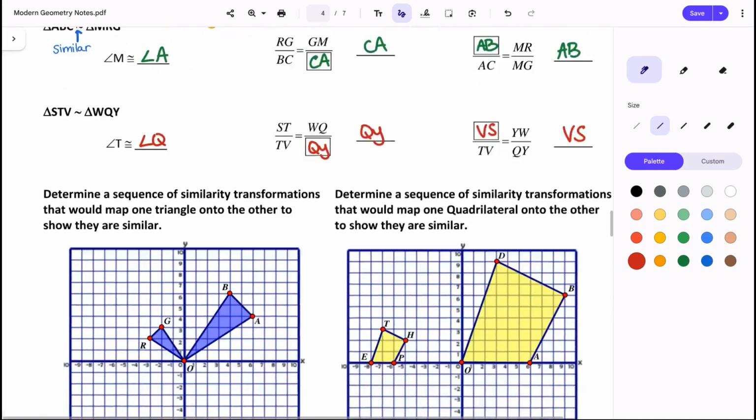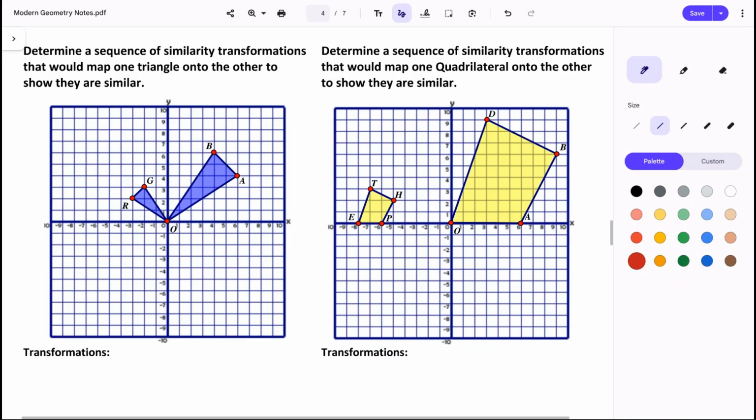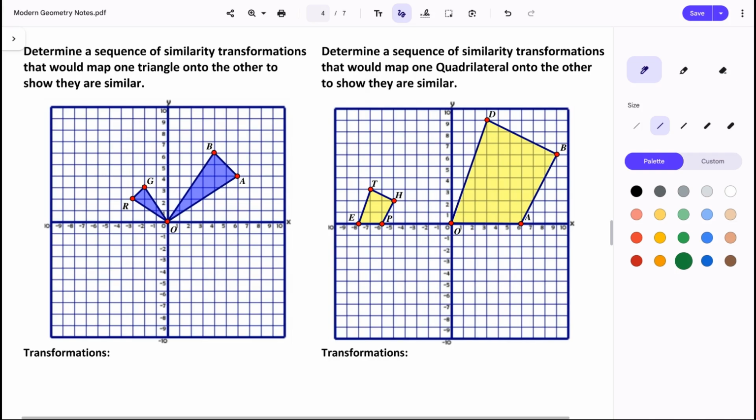Okay, come down here to the bottom now. We're going back to the graph. What they're asking us to do is figure out a sequence of similarity transformations that would map one triangle onto the other to show that they are similar. You guys have done something like this before, but when you did it, you were dealing with congruent statements. Like you were dealing with 2 congruent shapes, and we were trying to get them to land perfectly on top of each other. We're still doing that for this, but there is going to be a dilation that has to happen in order to get them to be the same size.